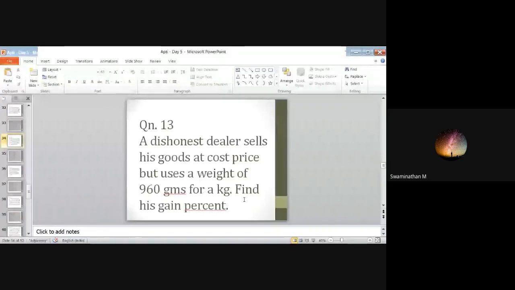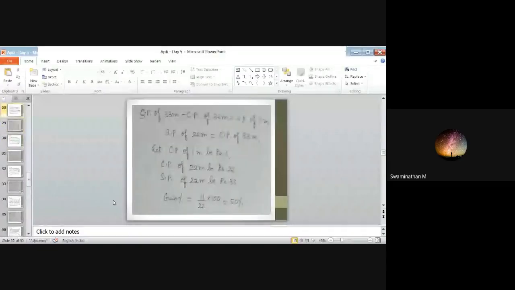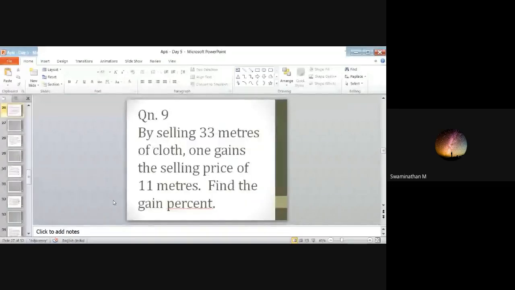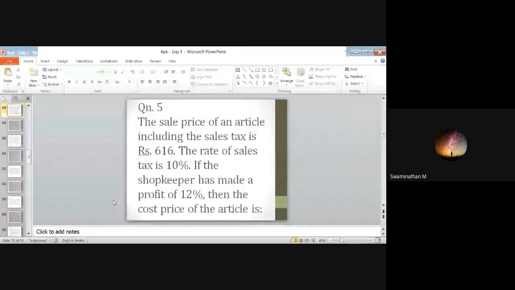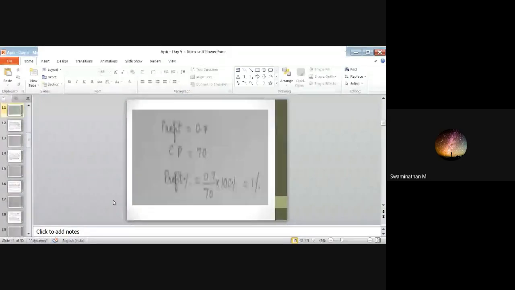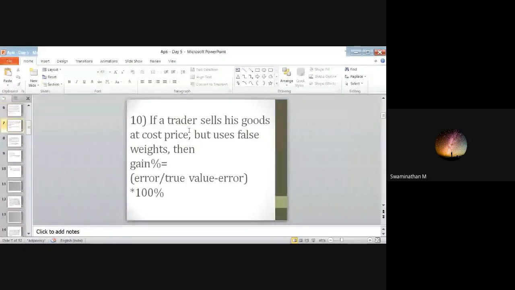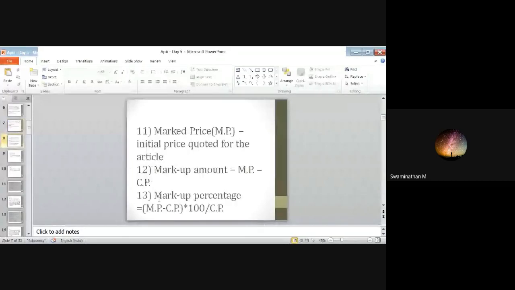Use the formula I have given in the beginning. I will again display the formula for those who didn't note. This is the formula. If a trader sells his goods at cost price but uses false weights, then gain percent equals error by true value minus error into 100%. Now I will display the question.